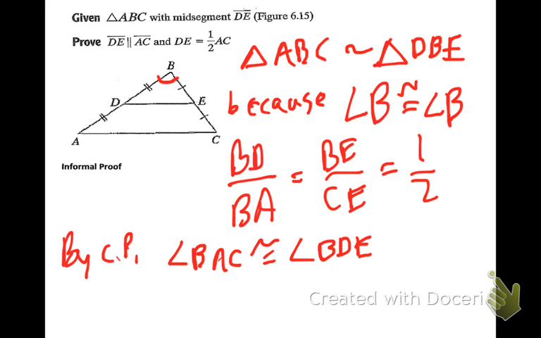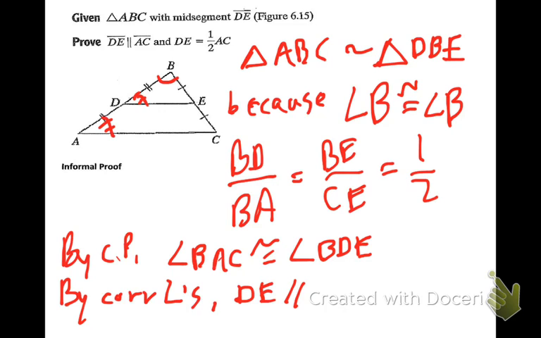So we've got these two angles congruent. So then by corresponding angles, DE is parallel to AC. Right? And then also, to finish it up, make sure everybody's gotten this written down. I'll wait a second while you're writing. Anybody still writing? Raise your hand.